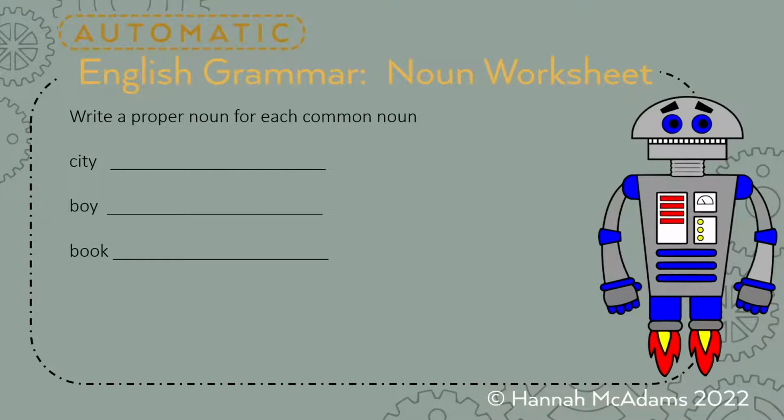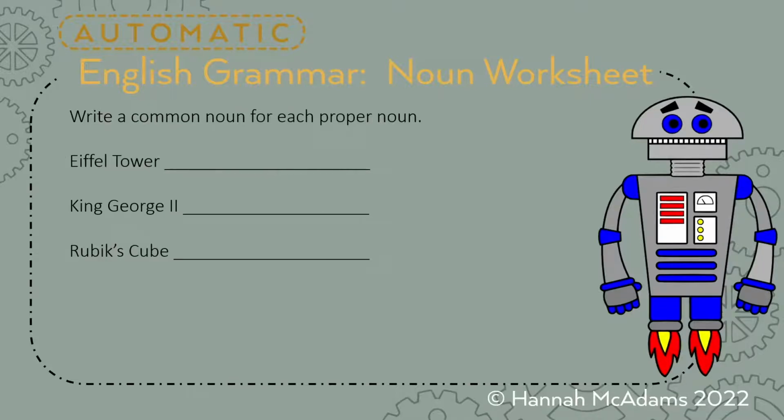I could be talking about thousands of different cities across the country. Okay. But if I say Chicago, then that is the particular noun. Now notice that that proper noun is capitalized because it is a particular name. You know what I'm talking about when I say Chicago, right? Okay. Now write a common noun for each proper noun.